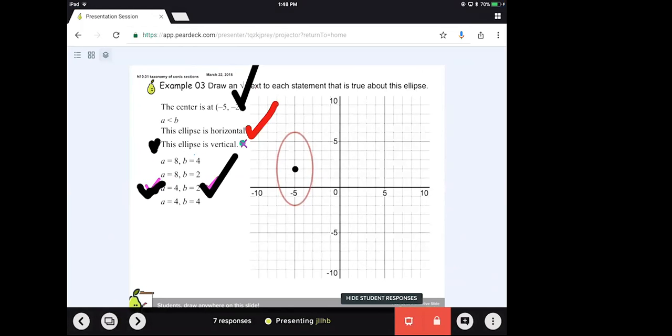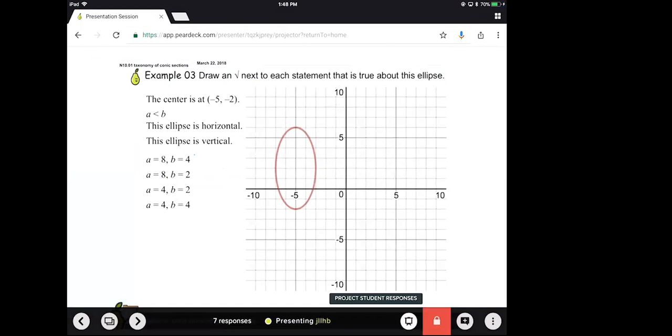All right, so that black dot is the center, and that's -5, 2. So that was just sort of goofy. That was sort of just entry level. A is never less than B, so that one can never be right. And then I'm going to predict that possibly, because this year it's happened all along, you guys still need to brush up sometimes on what horizontal and vertical mean. But in this case, the long axis of the ellipse clearly runs up and down, so it's vertical. And everyone's A and B were right, so.